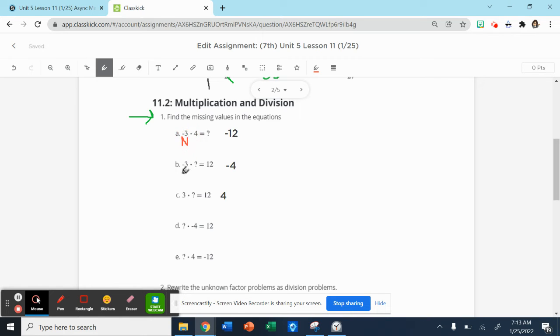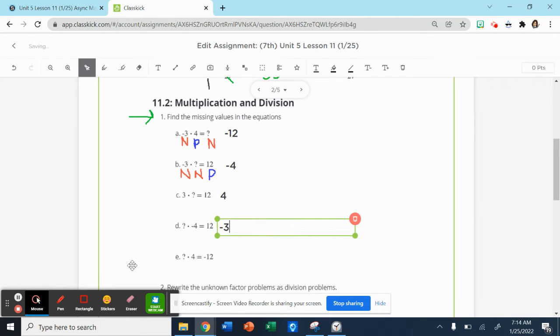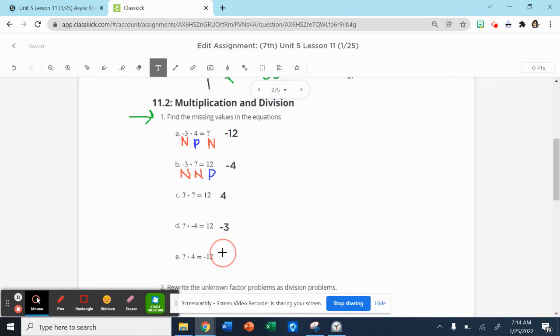and factor is negative or positive. So if I'm multiplying a negative times a positive, I know that my answer is going to have to be negative, and that's how I got negative 12. In part B, I knew that I was multiplying a negative times something to get a positive, and I know that negative has to be multiplied by negative to get positive. That's helping me find out what the question marks are equal to. In D, I know I have to be multiplying negative times negative to get positive. And in E, I know that I have to be multiplying negative times positive to get negative.